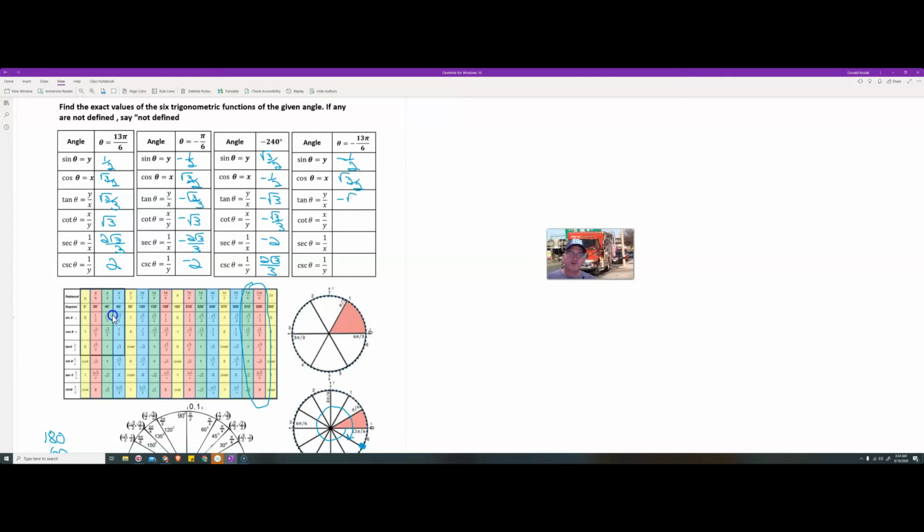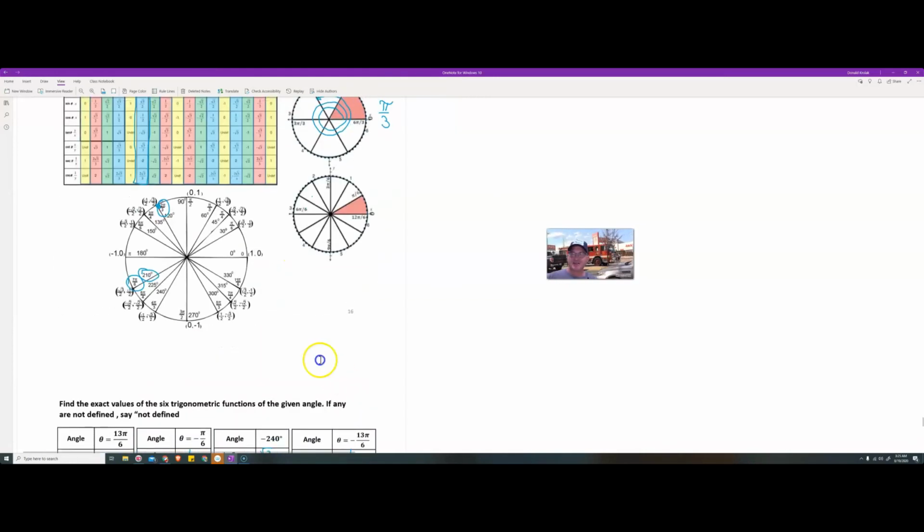So if you can count using these circles and then find the endpoint, the coordinates of the endpoint, then you can find out which one of the columns you're going to use on your chart and fill in your 6 trig values. All right, that's it.